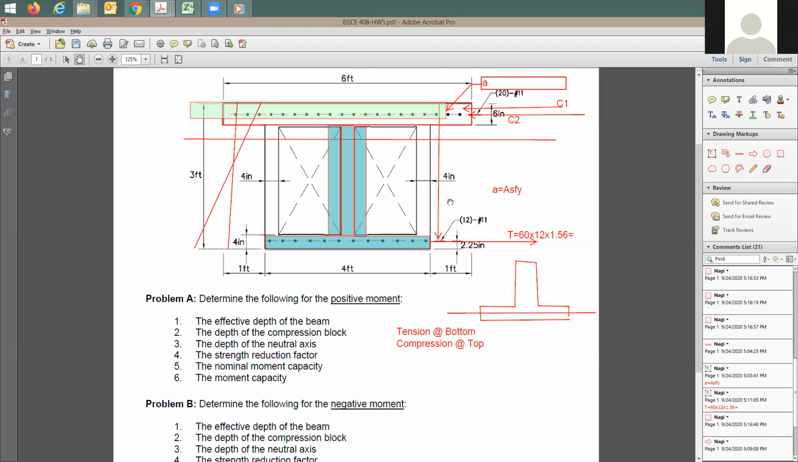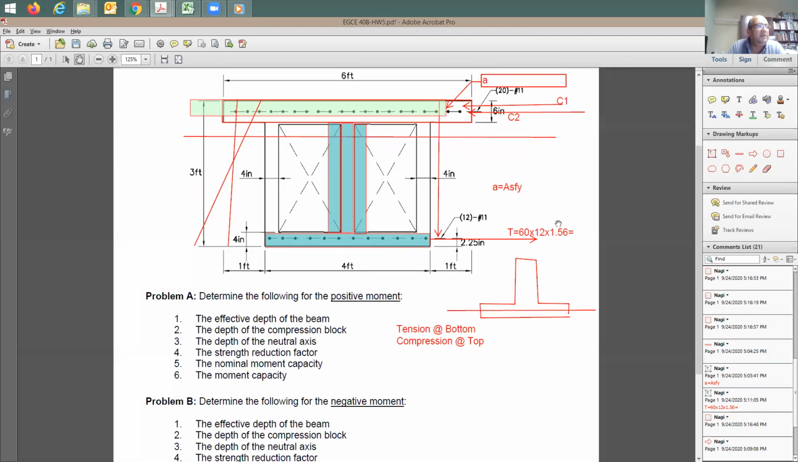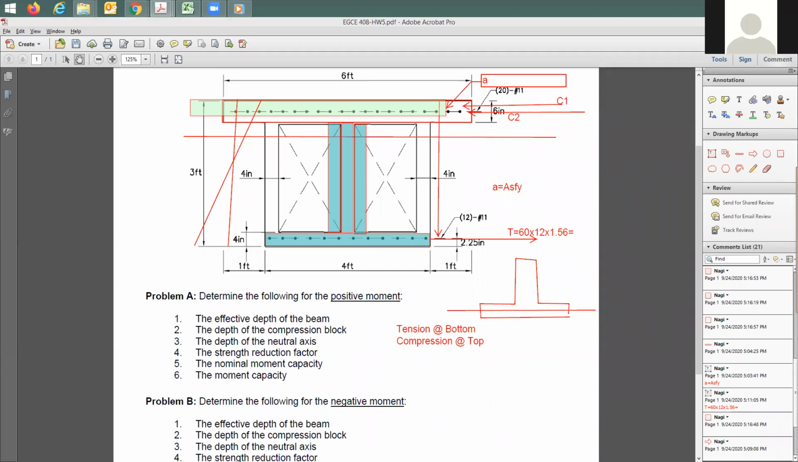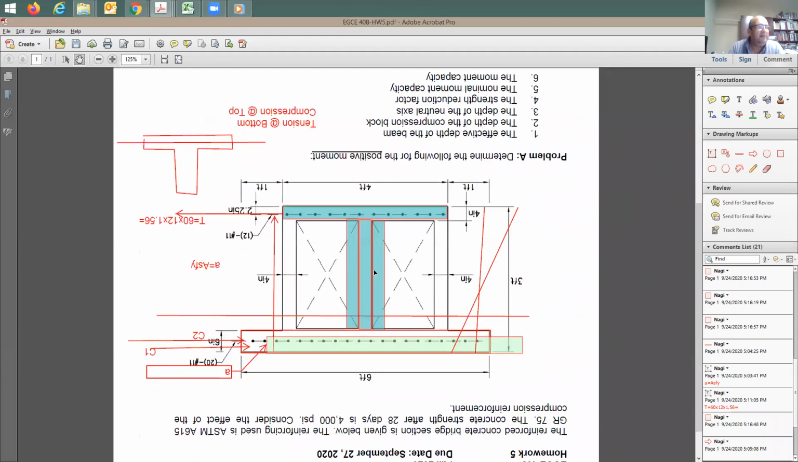When calculating for problem B, the negative moment, do we just rotate the section? Yeah, just put it upside down. Absolutely. You do it this way. Okay, and then we'll consider the tension. You do it like this. Exactly. You just rotate the piece of paper and then you say this is going to be compression, this is going to be tension here. Okay, perfect. Thank you.